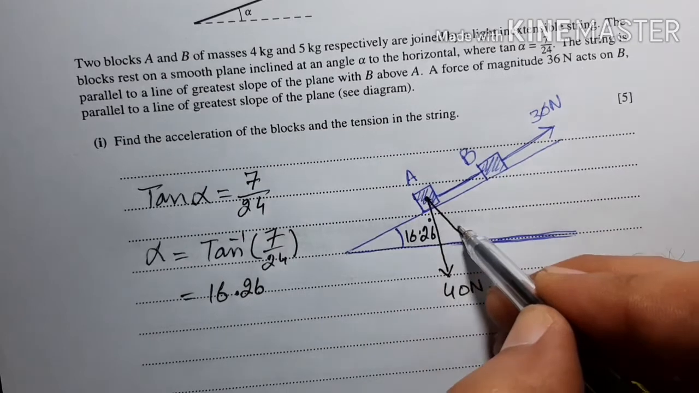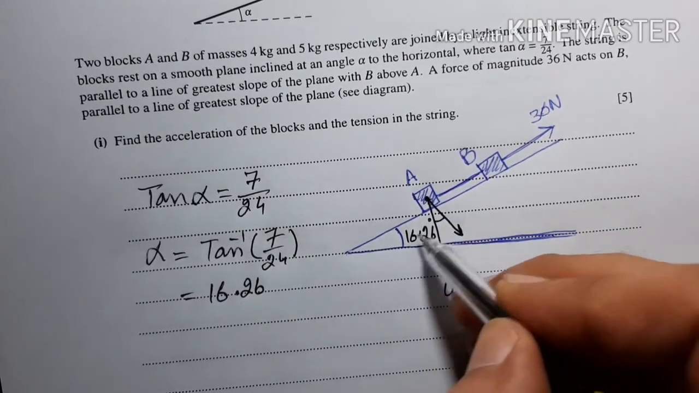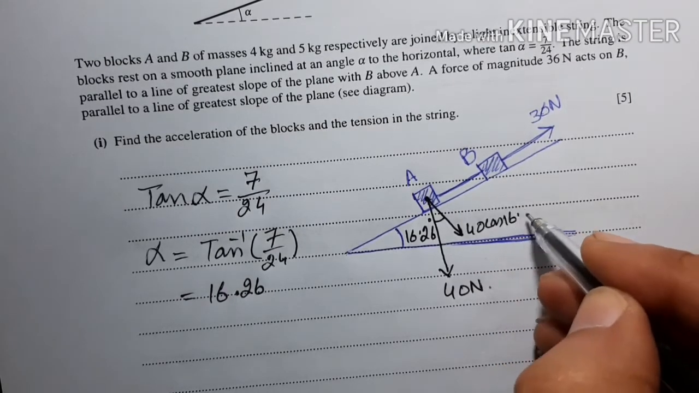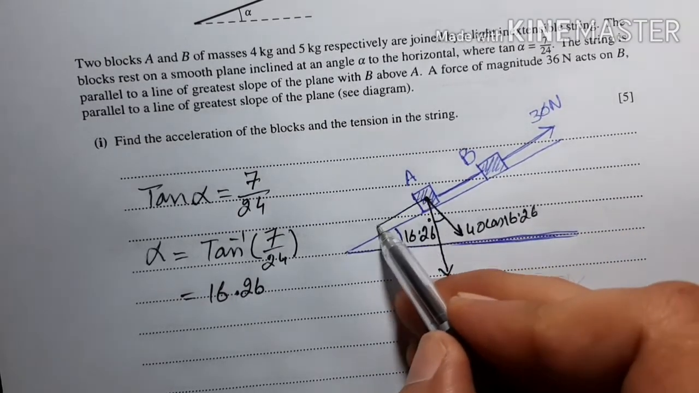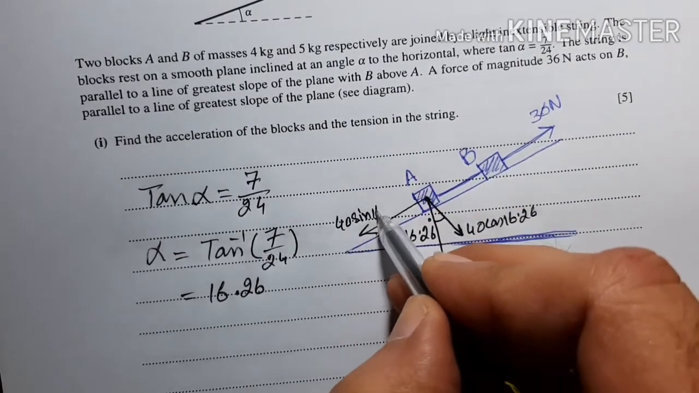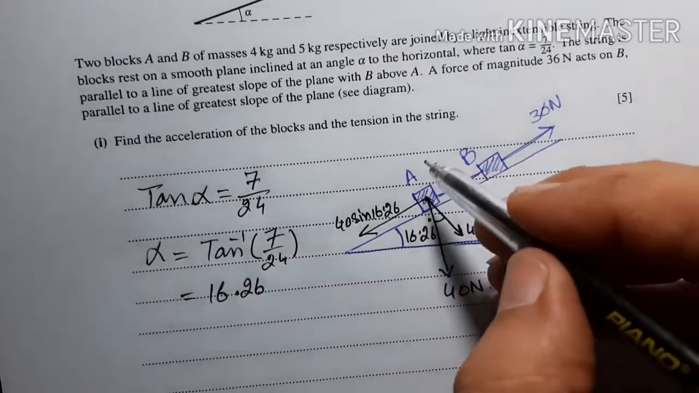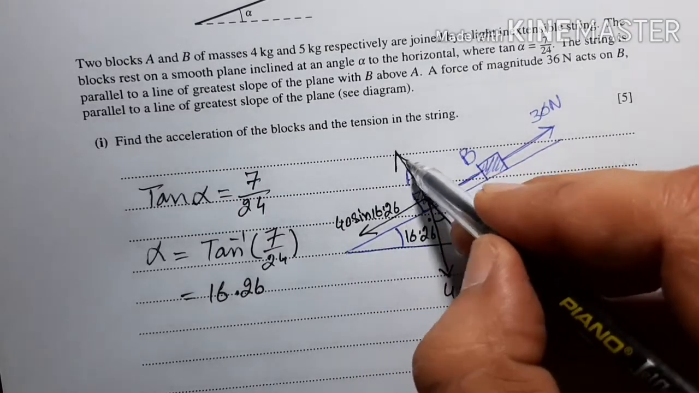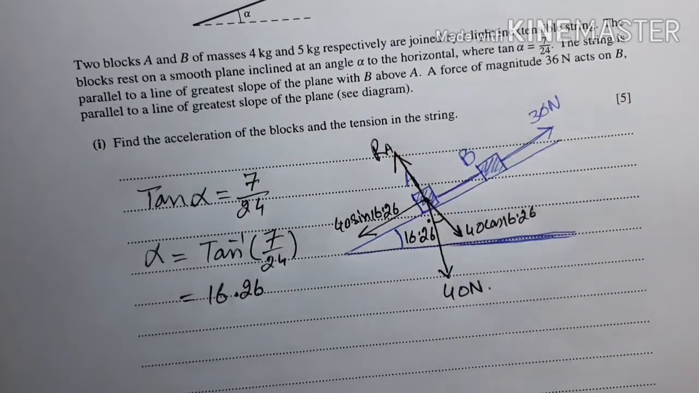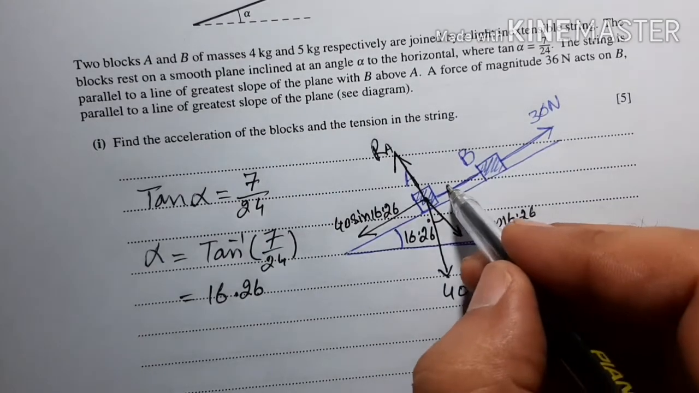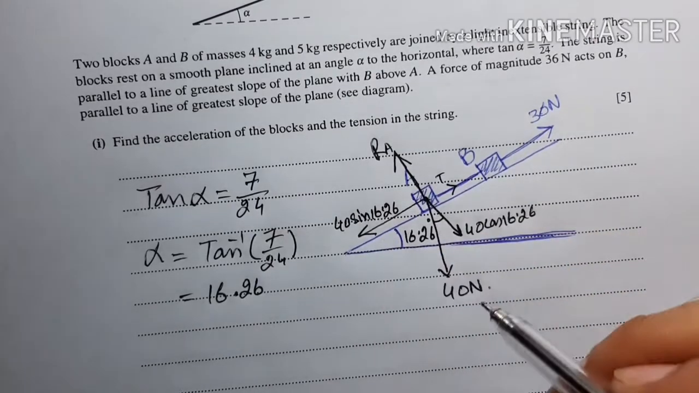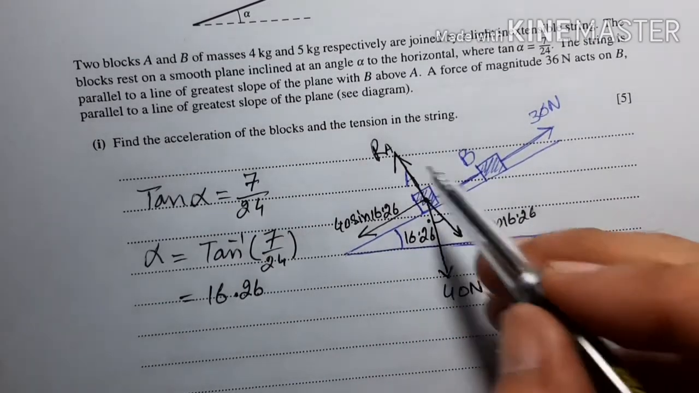This is the horizontal component. This is also the same angle. This will be 40 cos 16.26. This is the vertical component, which is 40 sine 16.26. And this is normal reaction RA. And this is tension in this direction. So these are all the forces applying on block A.